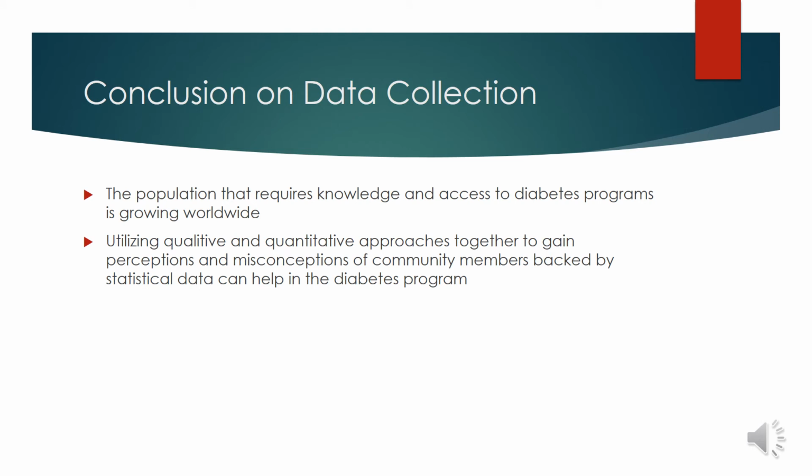The population that requires knowledge and access to diabetes programs is growing worldwide. Information and support is needed throughout the community where it is accessible to all and delivered in a format that is understood, regardless of literacy and socioeconomic status, if a difference is going to be made in reducing the rates of developing diabetes and improving the control of existing disease. Utilizing qualitative and quantitative approaches together, as stated above, to gain perceptions and misconceptions of community members backed by statistical data can help in the development of a diabetes intervention program that will benefit individuals involved with providing them pertinent information on diabetes and improve their quality of life.